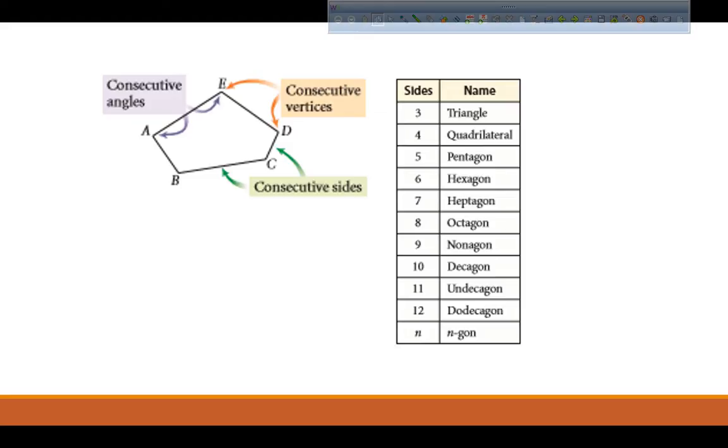I think you know what a triangle is, right? A polygon with three sides. These are types of polygons. So a polygon with three sides is a triangle, four sides is a quadrilateral, right?